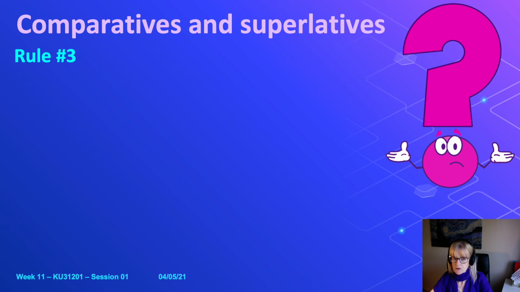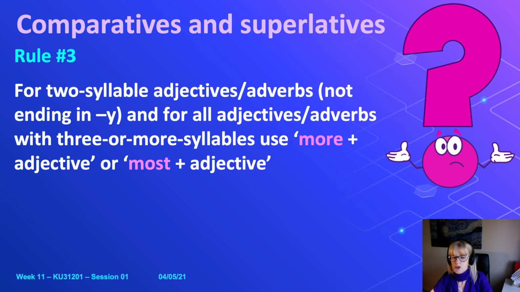And rule number three. This is for two-syllable adjectives or adverbs that don't end in Y, and for all the adjectives and adverbs that have three or more syllables. That's when we have to use more plus the adjective or most plus the adjective. Just like in our first example where we had interesting, interesting has got all those syllables, so three syllables, so it meets this rule.